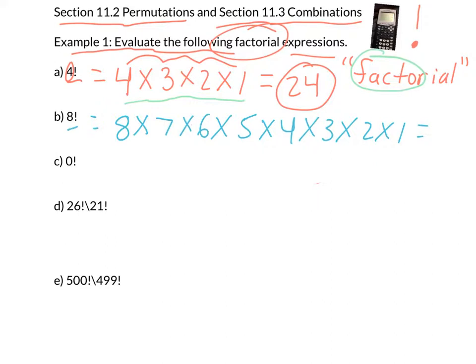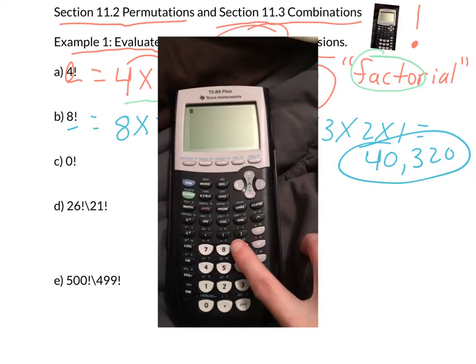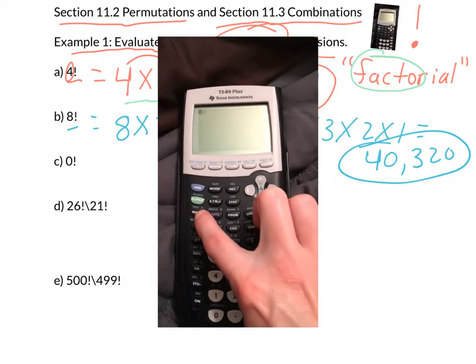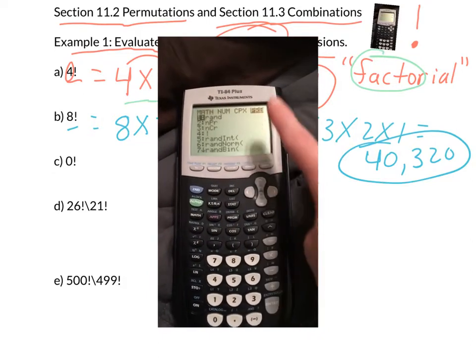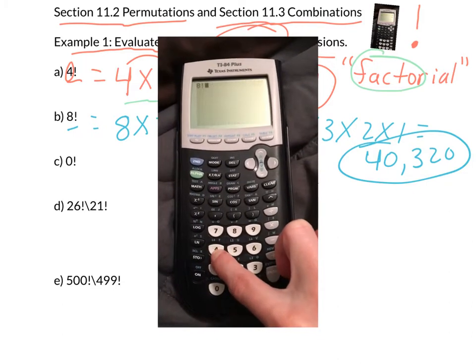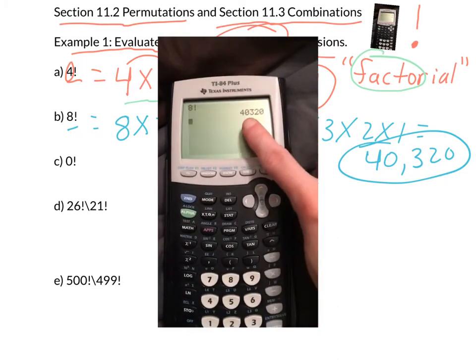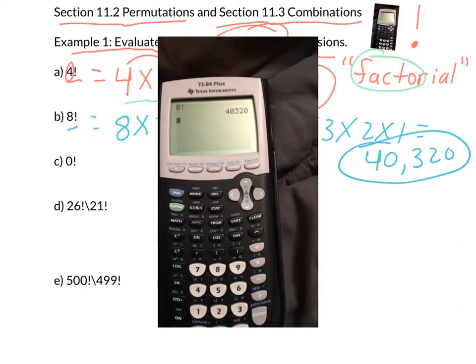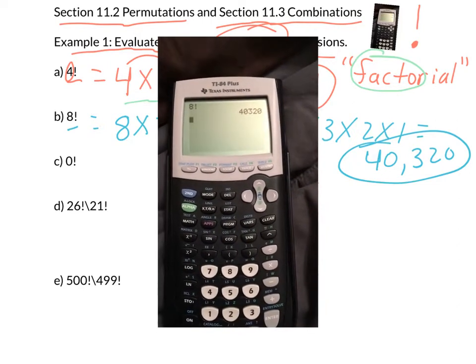Now, when you get a bigger number, it's much more time consuming, as you can see, to do this longhand, which is why you would probably want to just type this into the graphing calculator. When you multiply all those numbers out, you do get 40,320 as your final answer. So I type in the 8 first, math button, go over to PRB, option 4, enter, and I see it's 40,320 as the final answer.